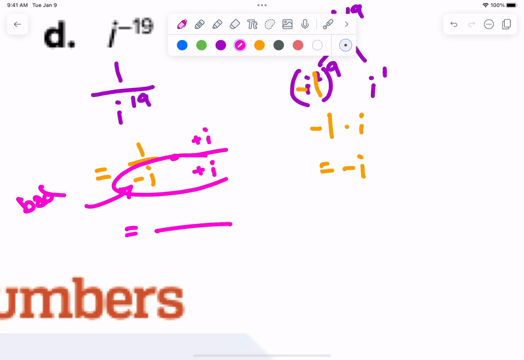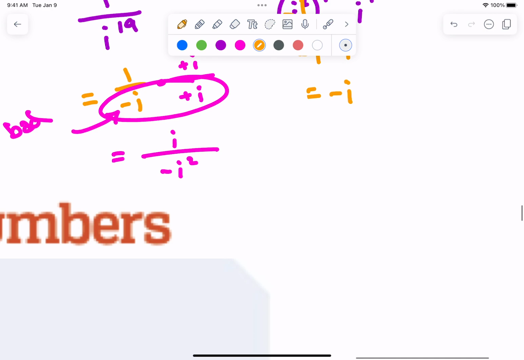If we multiply -I times positive I, it's -I squared. On the top, what do you have? I. Now, what is I squared? -1. So I have -1 on the bottom, which is +1. So I have I over +1, which is just I.